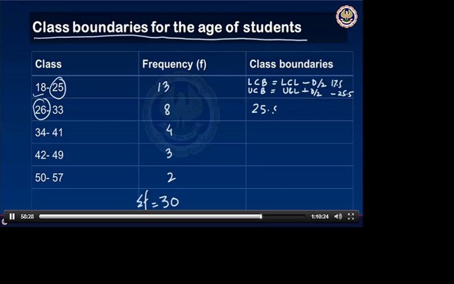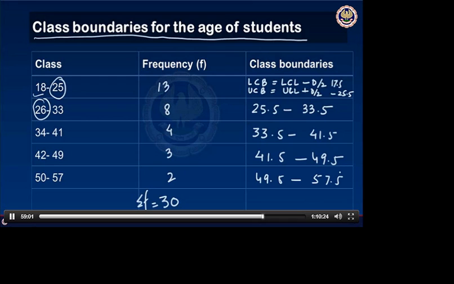So this will be 25.5 to 33.5. Then 33.5 to 41.5, and for this it will be 41.5 to 49.5. And this will be 49.5 to 57.5. So these are the class boundaries we have found.